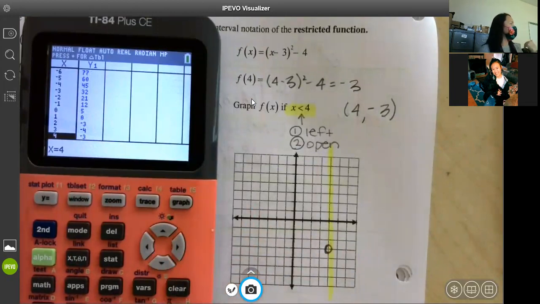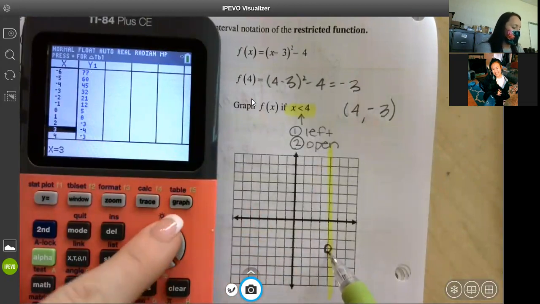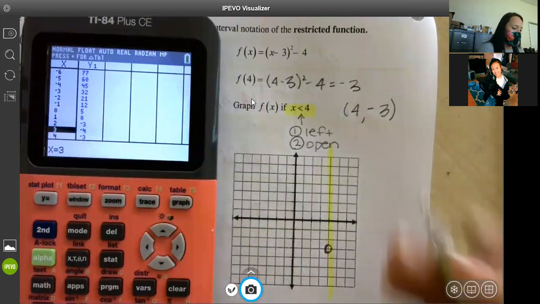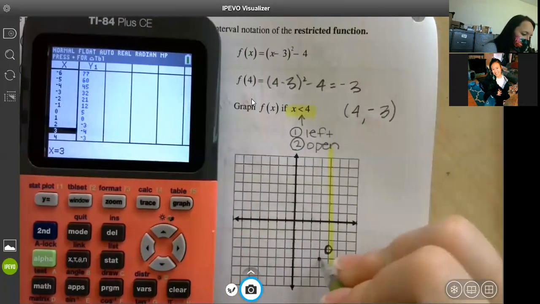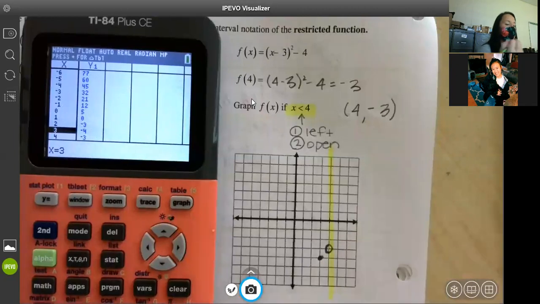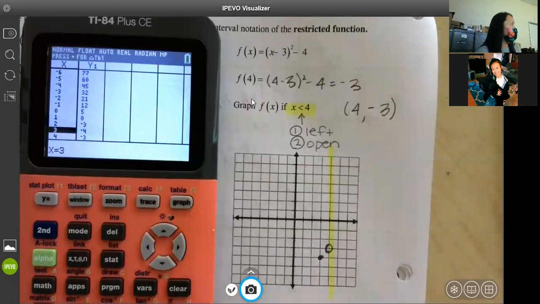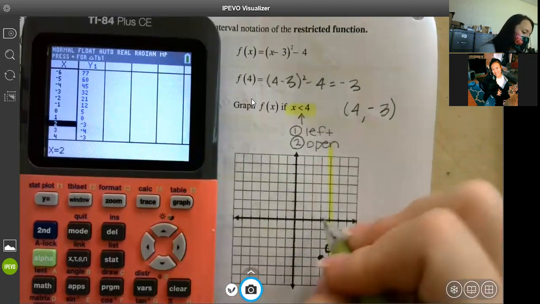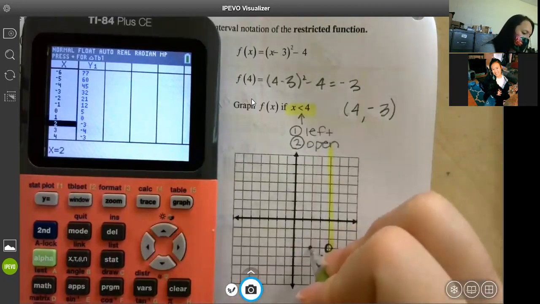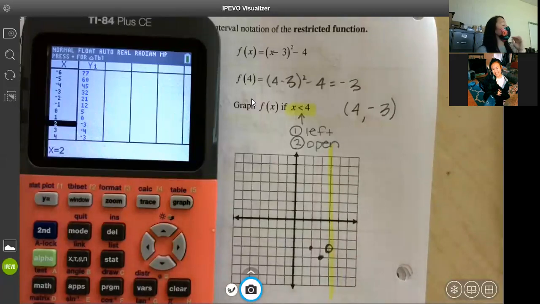And which way do I go to graph? What did it tell me? Left. Tell me an x value to the left of this yellow line. +3. So look at +3. What's your coordinate? +3, -4. And I just graphed it. But you do need to graph these by hand, okay? The next one to the left is 2, -3. Can you guys see that you have a minimum?